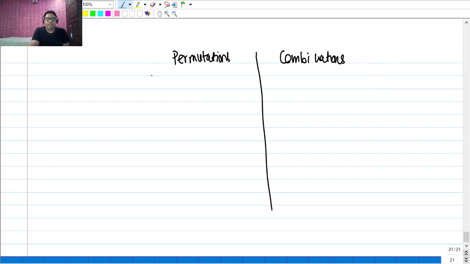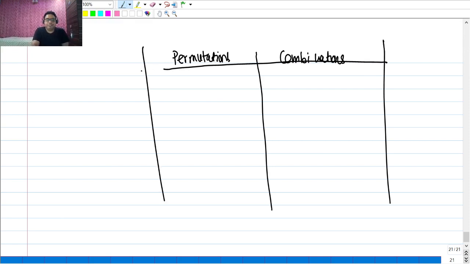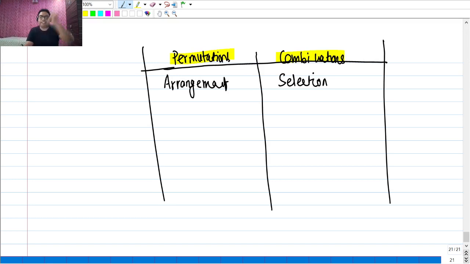I realize that most of the time we struggle to understand where to use permutation and where to use combinations, and that's true because they teach permutations before combinations, but I would do the reverse. I'll teach combinations first and then permutations. So first, what is the meaning of permutation? Permutation means arrangement. What is the meaning of combination? Combination means selection.